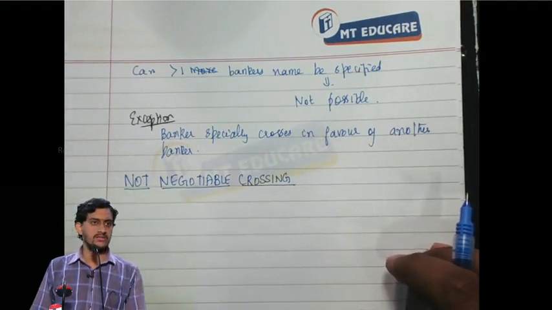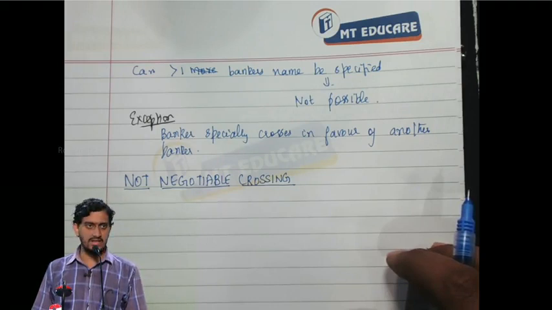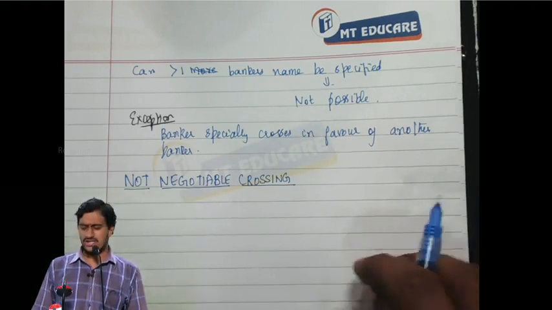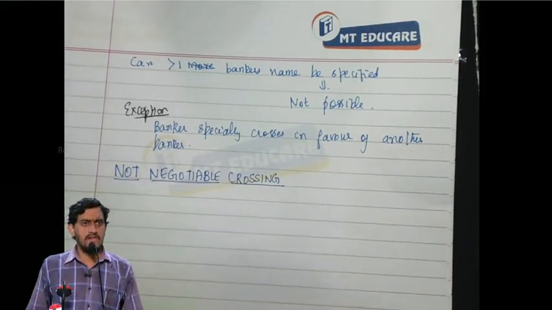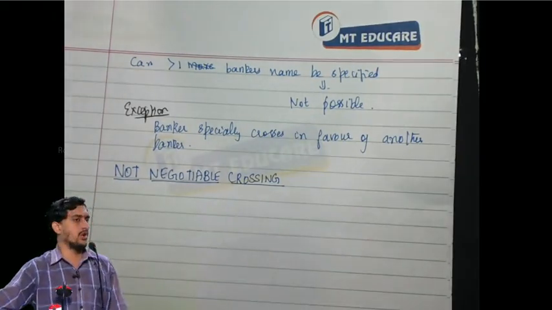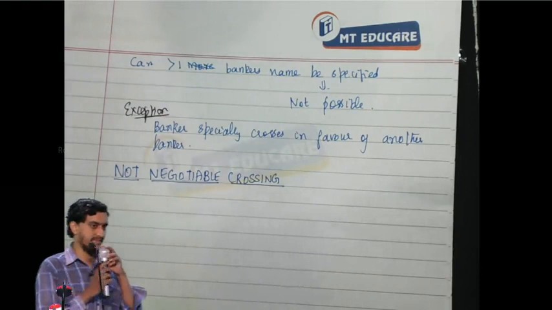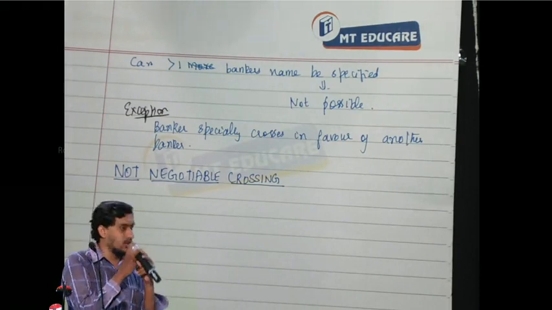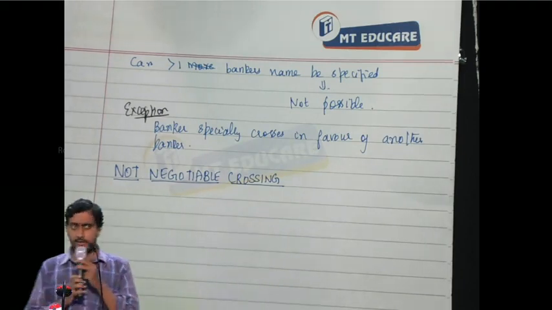Now tell me, what do we understand in a not negotiable crossing? Once I mark it as not negotiable, it cannot be negotiable? Come on, respond. Negotiable means what? It is not wrong. Listen. Even if it is marked as not negotiable, it is still negotiable. It is still transferable. Closely follow a very, very important point.